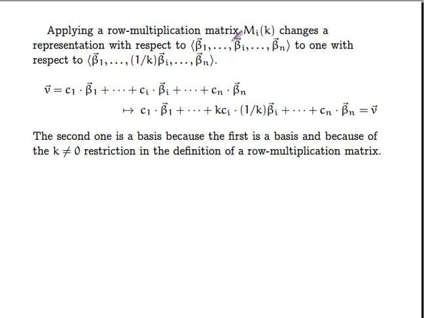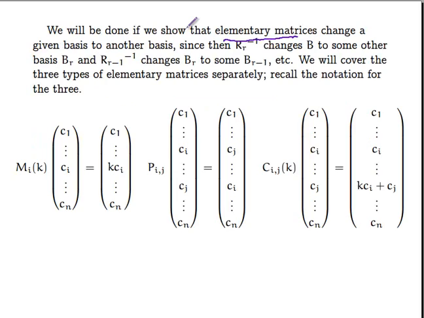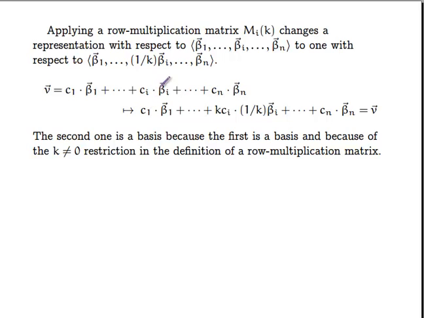So if I apply row multiplication, it changes a representation with respect to this original basis beta 1 through beta n to another with respect to beta 1 through beta n, but I replace beta i with 1 over k times beta i. Why is that? Because this row multiplication multiplies the ith component by k, and if I multiply the ith component by k, that means I have to multiply the vector by 1 over k to obtain the same result.